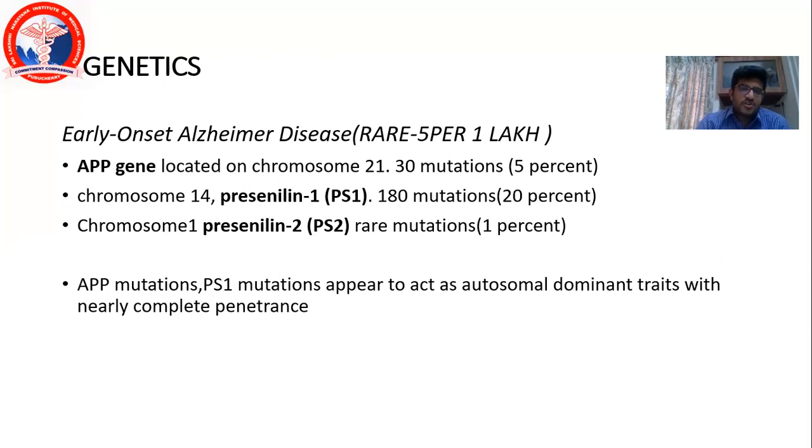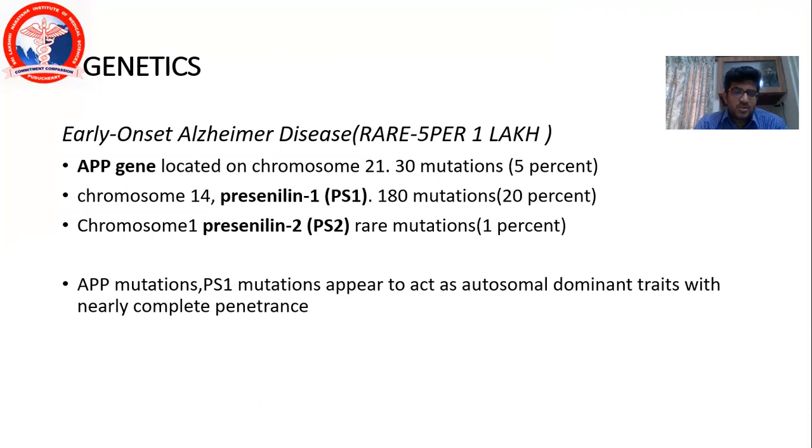So, genetics. For early onset Alzheimer's disease, which is present in people less than 65 years, it is quite rare, seen in only 5 per 1 lakh people. Its incidence is quite low. But if it is present, the main causative genetic factors are 3 genes: the APP gene, the presenilin 1 gene, and the presenilin 2 gene. Presenilin 2 is quite rare. The more commonly seen are the presenilin 1 mutations.